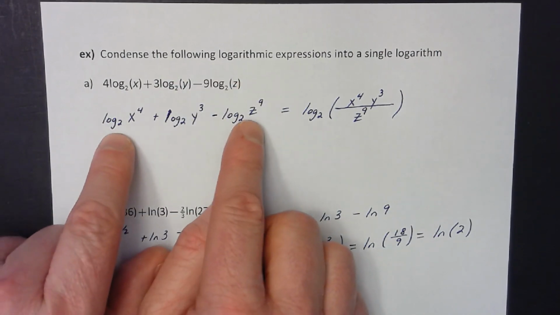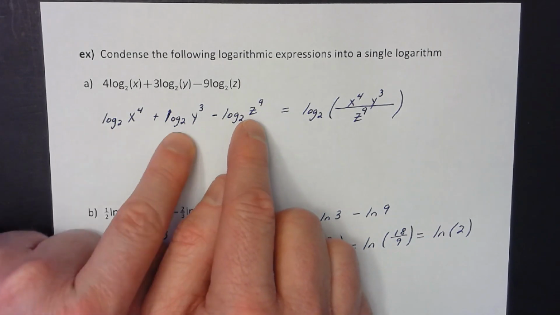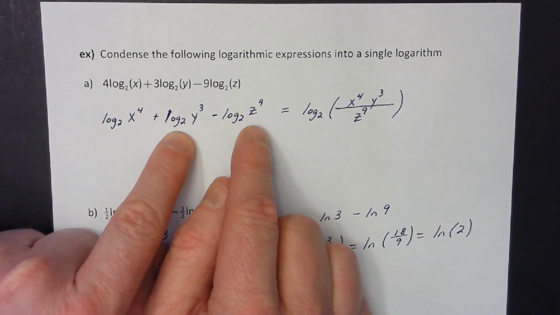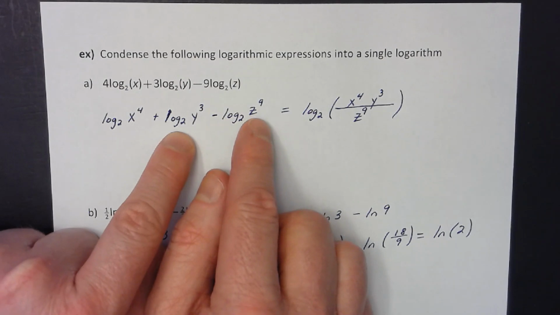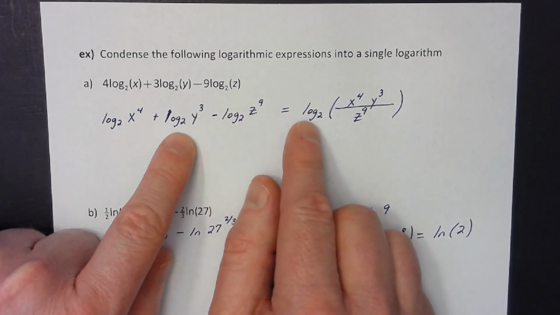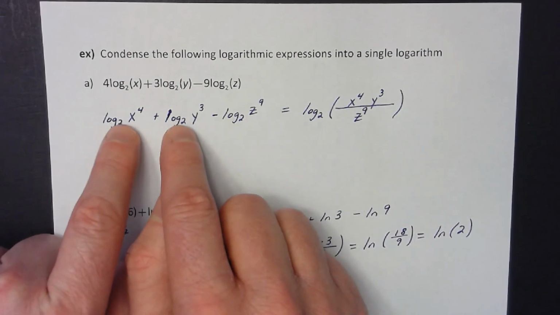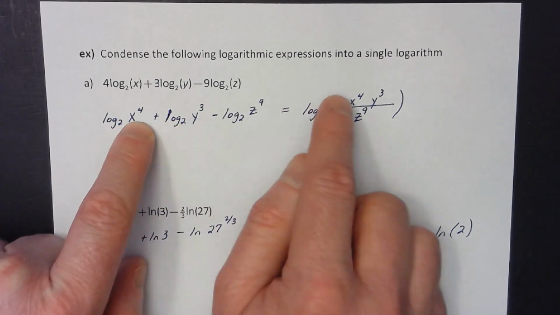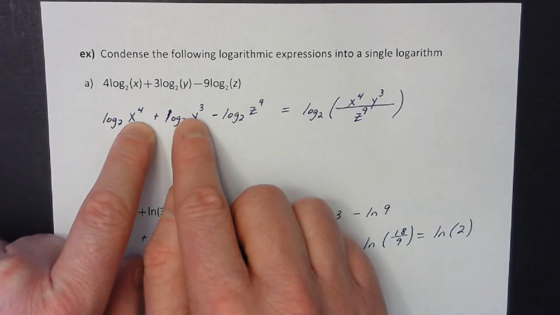I have the log base 2 of x to the 4th plus the log base 2 of y cubed minus the log base 2 of z to the 9th. And then you say, well, okay, now I need to write them as all one logarithmic function. No problem. Any of the logarithms being added, those terms belong in the numerator of the combined logarithm.